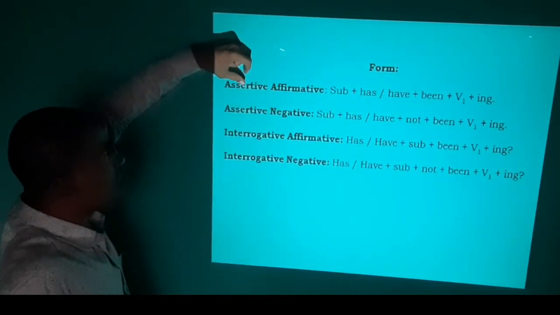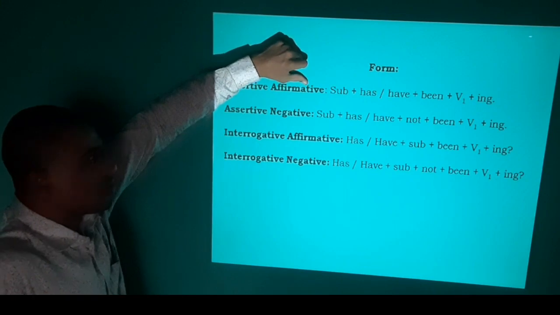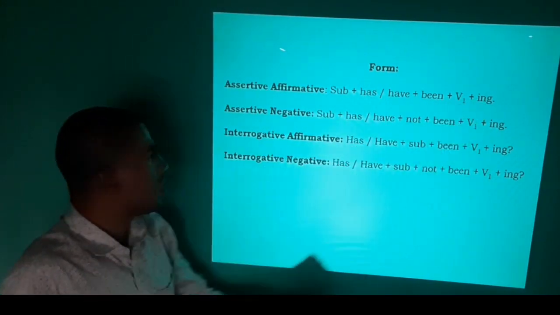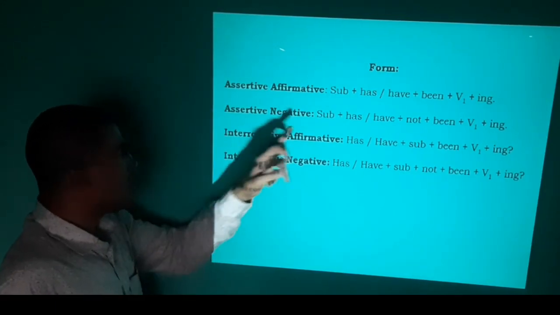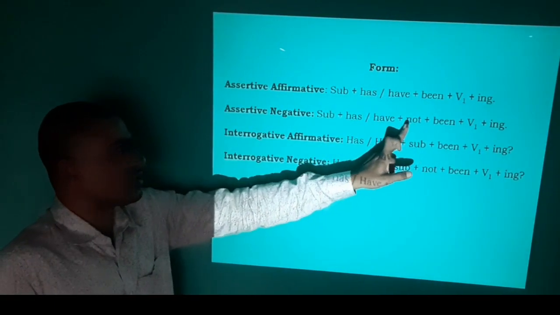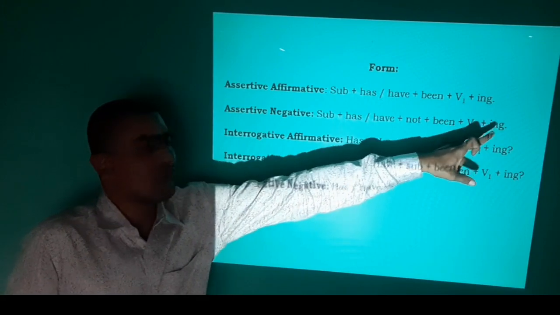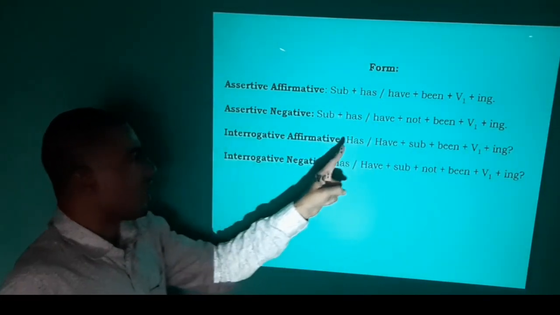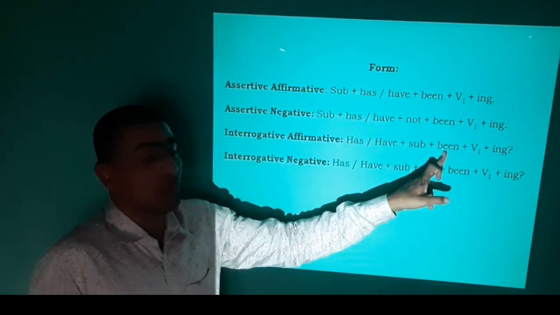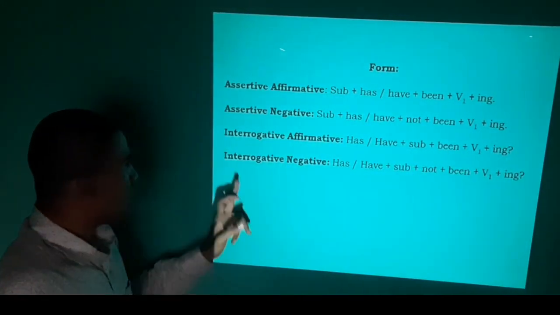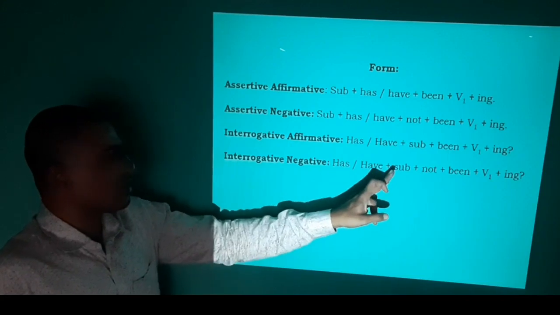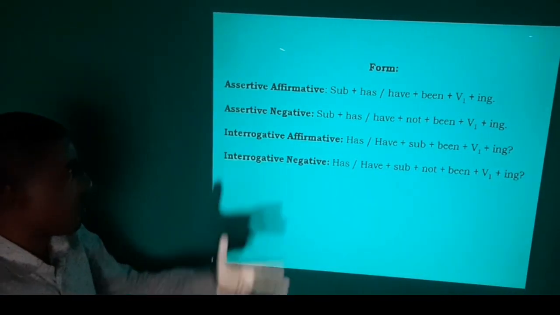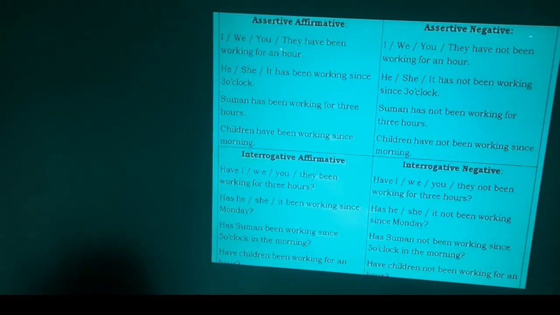If you look at the form, assertive affirmative or assertive positive: subject plus has or have plus been plus V1 plus ing. Assertive negative: subject plus have or has plus not plus been plus verb 1 plus ing. Interrogative positive or interrogative affirmative: has or have plus subject plus been plus V1 plus ing. Interrogative negative: has or have plus subject plus not plus been plus V1 plus ing. So we speak in terms of the form.